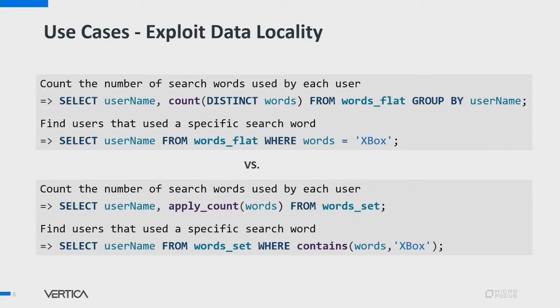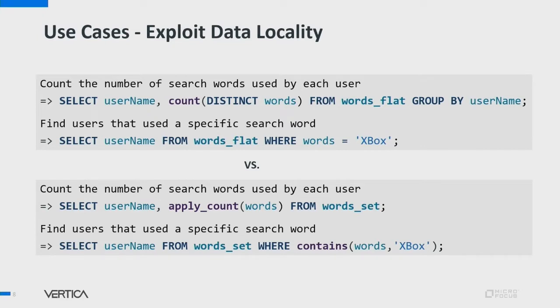So let's look at the count and the find queries, how those look for the flattened versus the complex type use case. So in the flattened approach, you would select the username. However, to get all the count, you would have to get distinct words and also group by the username. So it's not a straightforward query. You have to have this group by operation and also a distinct operation. However, if you look at the corresponding count query for the set case, which is below, you'll just have to use a simple apply count function that will iteratively go through the words and give you the count.